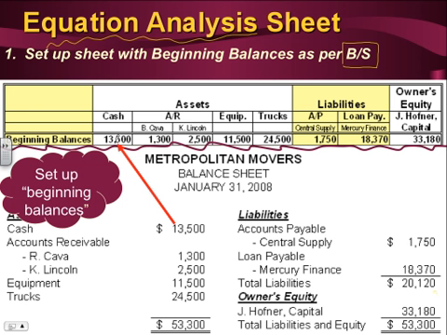Normally these squares are empty and we're going to take the amount from our balance sheet and put it onto the equation analysis sheet. Okay, very straightforward. So you're going to go down your balance sheet, take each of those amounts and put them in the correct spots.